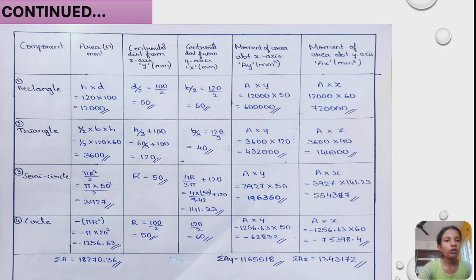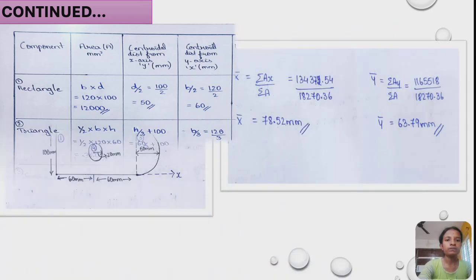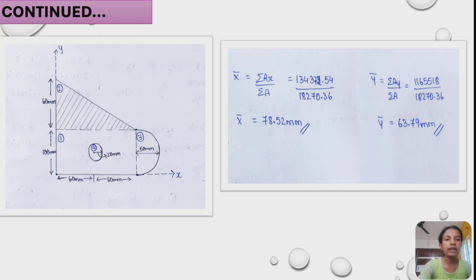At last, we have to calculate the summation of area, summation of moment of area about x-axis, that is AY, and moment of area about y-axis, that is AX. Now, summation of area is 18,270.36. Summation of moment of area about x-axis, that is AY, is 11,65,518. Summation of moment of area about y-axis, that is AX, is 13,43,172.